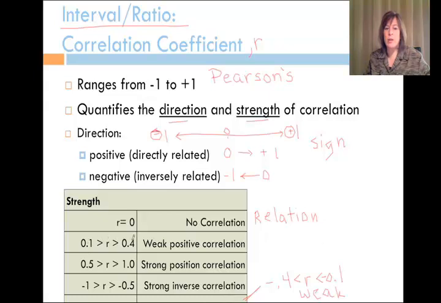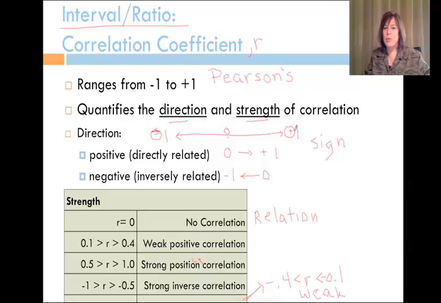So 0.1 to 0.4, weak positive relationship. 0.5 to 1, strong positive relationship. This should say positive. -1 to about minus 0.5 is a strong inverse correlation. And then over here, the minus 0.4 to minus 0.1 weak. And so it's kind of hard, I think, to look at this in this format. I prefer looking at it on this number line.